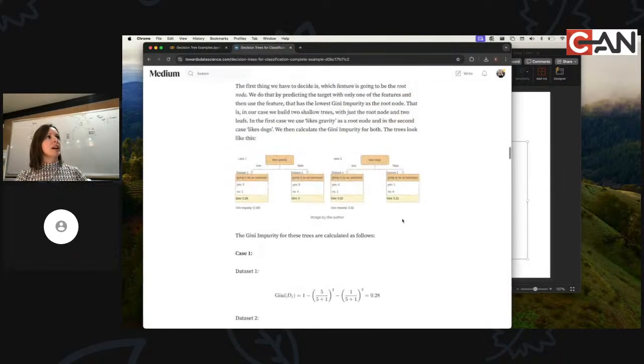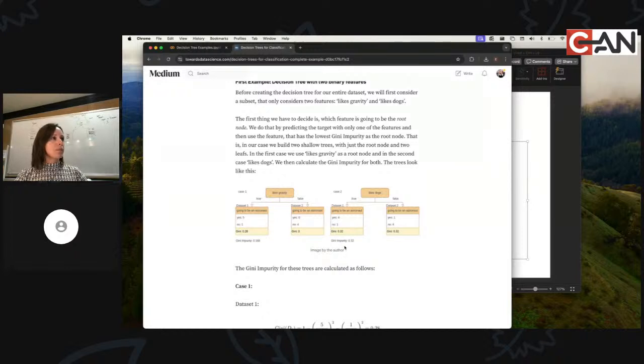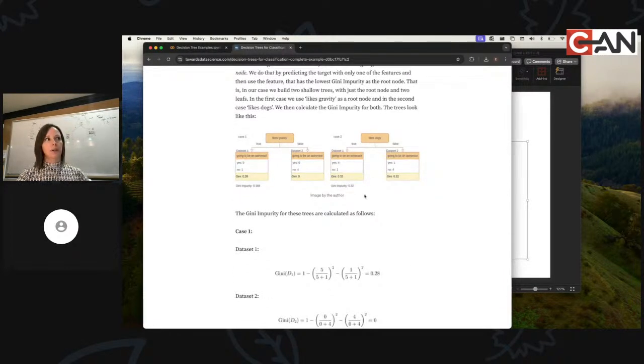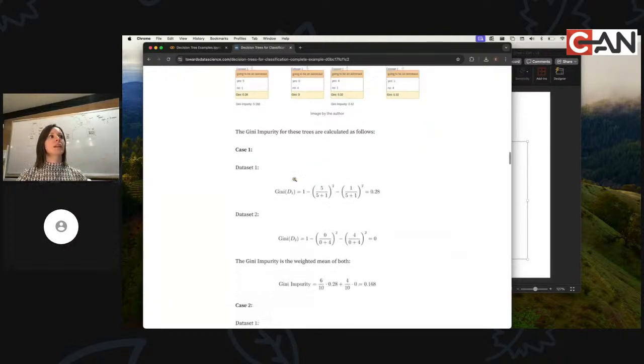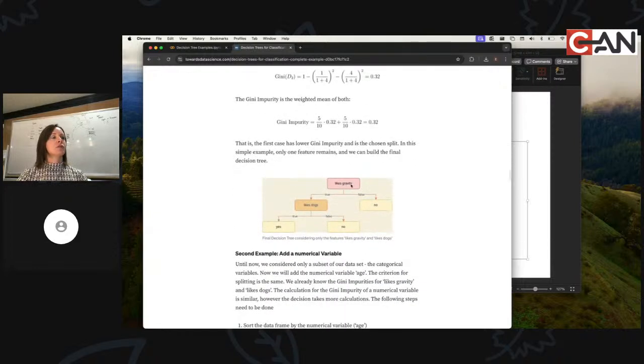And we see that 0.168 is a much lower number than 0.32. So of course, 0.168 is what we will choose. So we will split on likes gravity. So great, we split on likes gravity.